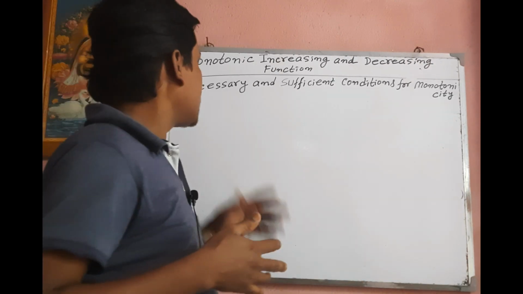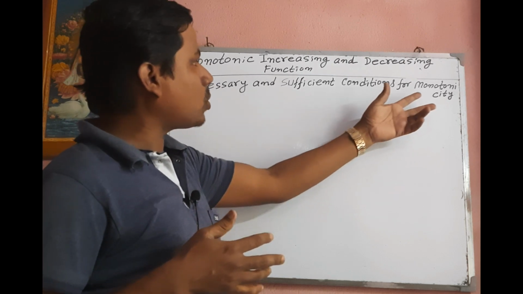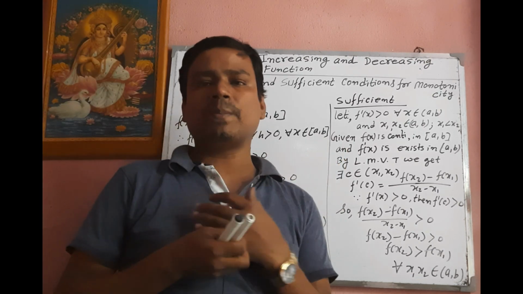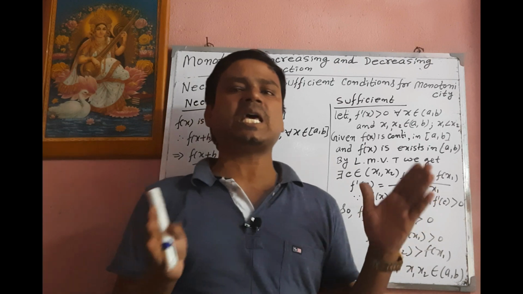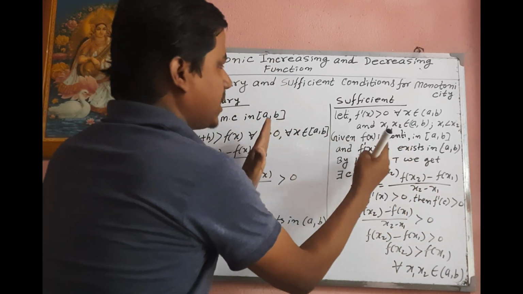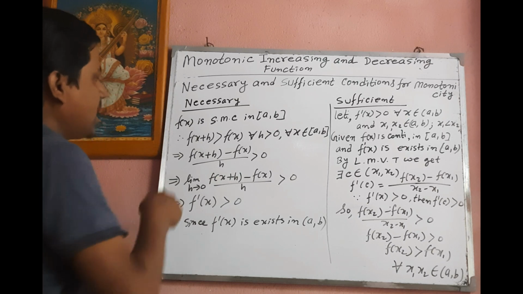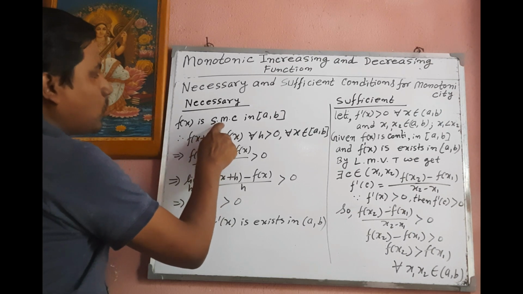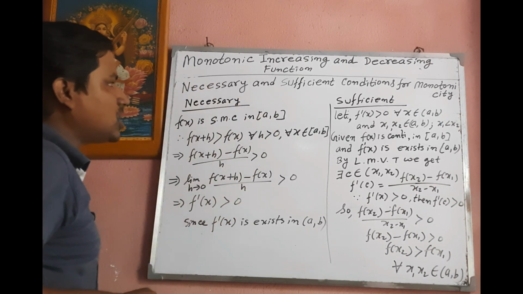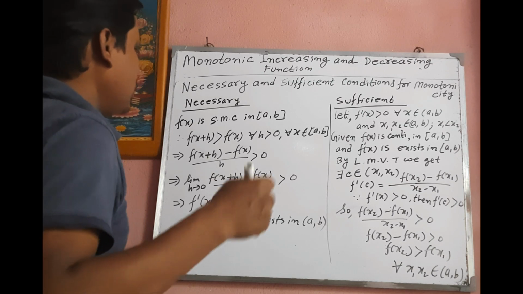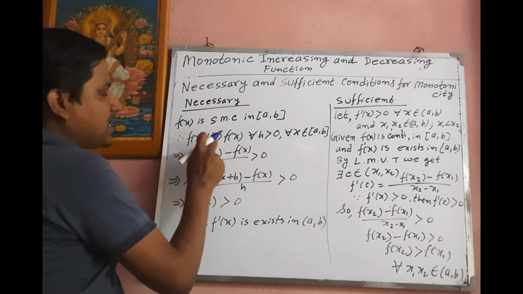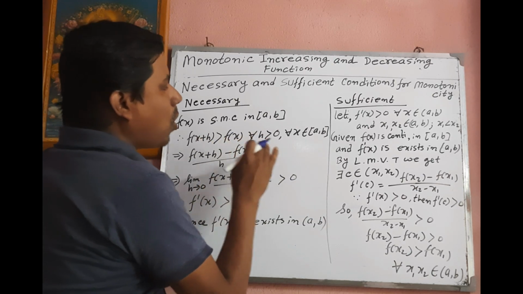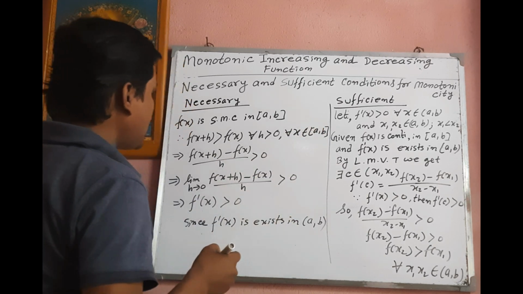Now we are discussing the necessary and sufficient condition for monotonicity. For better understanding, we are dividing the necessary and sufficient conditions into two parts, on two sides. Now the necessary condition is that if f of x, the given function, is strictly monotonic increasing in the closed interval ab, then we can say f of x plus h is greater than f of x for all h greater than 0 and for all x belonging to the closed interval ab.